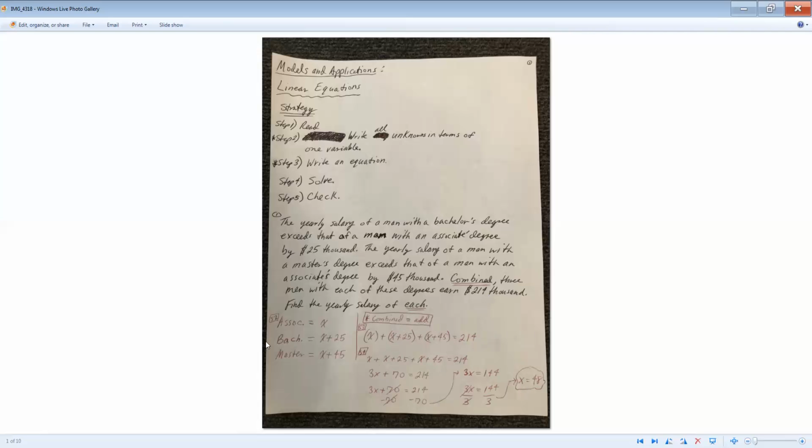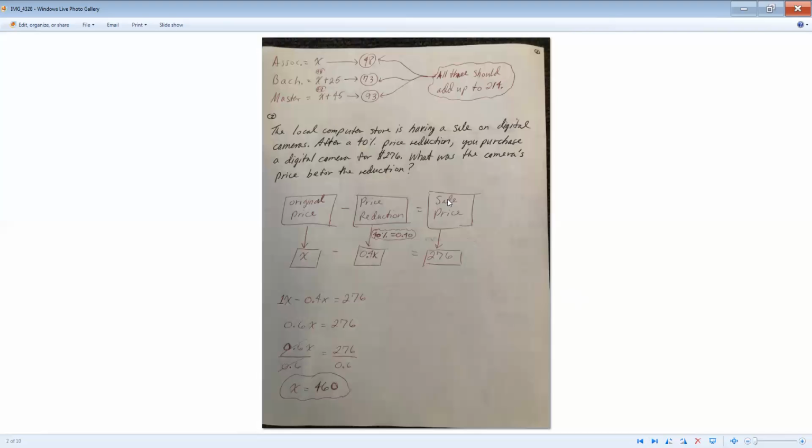Now you go back and ask yourself, did we even answer the question? It says find the salary of each. So we didn't quite answer the question. We have x equal to 48, but we need the salary of each. So we plug 48 back in for x. So the associate's is equal to 48. The man with the bachelor's is 48 plus 25, which is 73. And the man with the master's is 48 plus 45, which is 93. And if you add all of those together, it should give you 214.